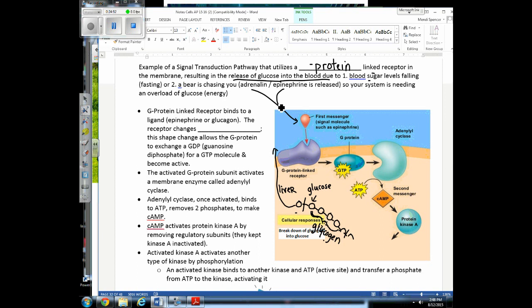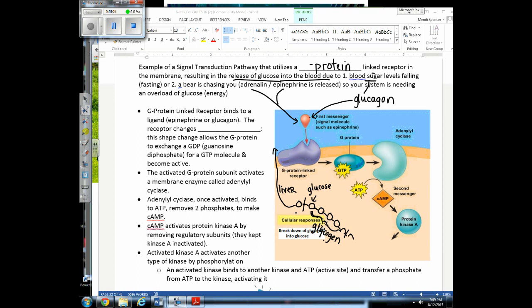It's short for epinephrine. If your blood sugar levels are falling because you haven't eaten for a while, then what's going to be released is a hormone called glucagon. So let's put glucagon here. And glucagon is going to be the signaling molecule that's going to target the liver cells. Now, I'm going to go through all the steps of the signal transduction pathway that first starts with this G protein linked receptor: the reception, the transduction, and the response.